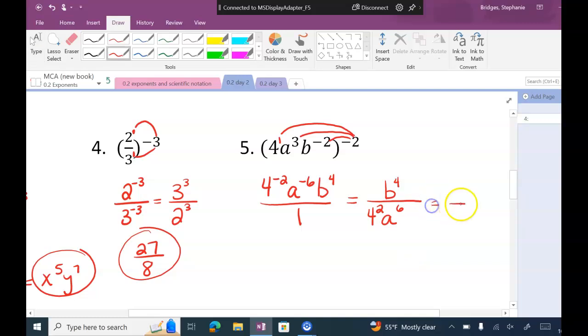And then again, I would not leave it as 4 squared. I would write it as what 4 squared is, which is 16. Now we've gotten rid of our parentheses. We've gotten rid of our negative exponents. The last thing we try to do is simplify. Do I have anything that can simplify with the 16? Is there a number at the top that I can simplify with that? No. All right. What about my variables? Do I have any variables that are the same at the top and the bottom that I can simplify? No, I just have b's at the top, a's at the bottom. Therefore, that will not simplify.